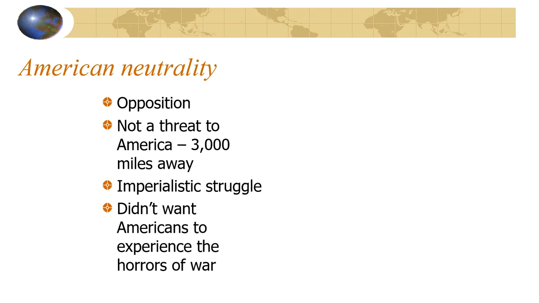Those opposed to going to the war said, it's not a threat. If they're 3,000 miles away, they're not going to touch our shores. It's an imperialistic struggle. Look at all those imperial nations. We're not imperialistic. I know, we just finished a unit on imperialism, but we were idealistic. And we didn't want Americans to experience the horrors of war. The stories coming back from trench warfare made Americans very opposed to getting involved in this.